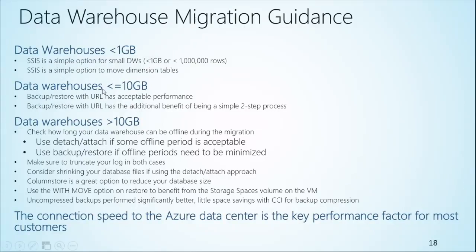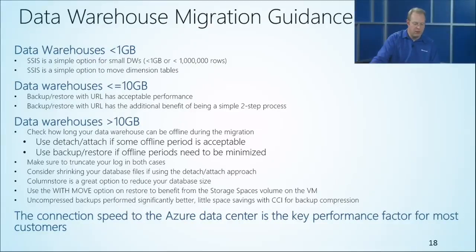For data warehouses that are larger than 1 gigabyte but less than 10 gigabytes, as we discussed, the backup and restore through URL has acceptable performance, and it's a simple, straightforward 2-step process. So I would go with that if my data warehouse is less than 10 gigabytes. Now, for everything that's larger than 10 gigabytes, think about using detach and attach if you can take your data warehouse offline. If that's not an option for you, then think about using backup and restore instead to minimize the offline periods. Also, try to truncate the logs in both of these cases. It will help you reduce the size of the data that you have to move across the wire. And consider shrinking your database files, particularly with the detach-attach approach.